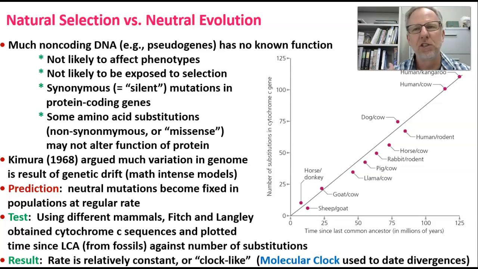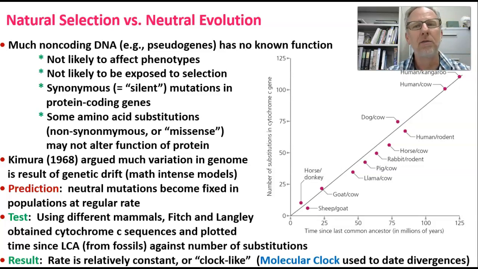So pseudogenes don't do anything. They don't code for anything. So hence they're not likely to affect phenotypes at all. They're not likely to be exposed to natural selection at all. If nothing is being expressed, then nothing can be beneficial or selected against.